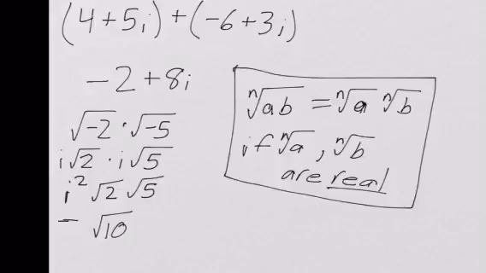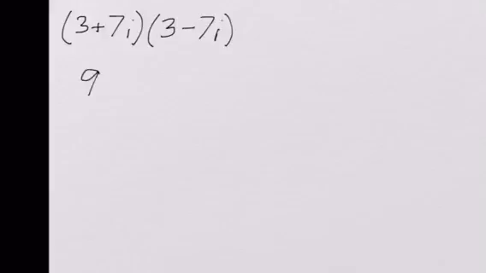So now we're going to take a look at multiplying complex numbers. I give you 3 plus 7i times 3 minus 7i. As you're probably expecting, we're going to multiply these just like they're polynomials. We'll take the first terms and multiply them together. 3 times 3 is 9. My outside terms are a 3 and a negative 7i, so that's a minus 21i.